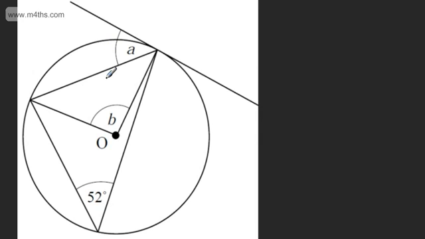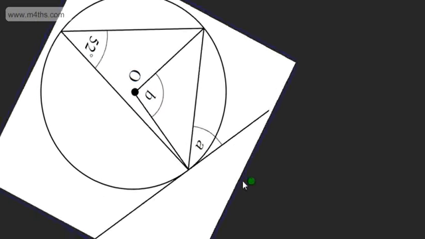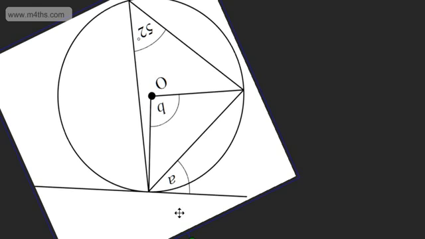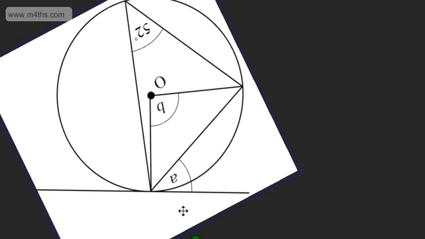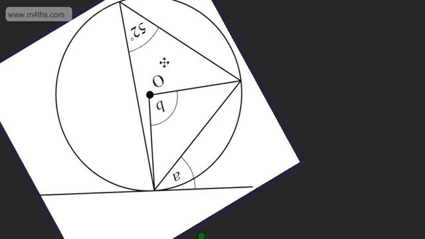Okay, let's look at this one. Now this one, if we think about it now, we can go two different ways. I would like to just spin this round and turn it looking something like that. If we look at it like that, we can see that we've got an alternate segment. The alternate segment is A and the 52. So this one right here is an alternate segment with that one.